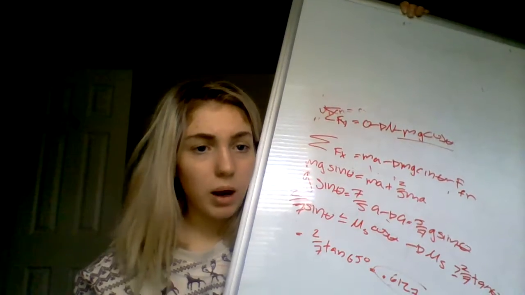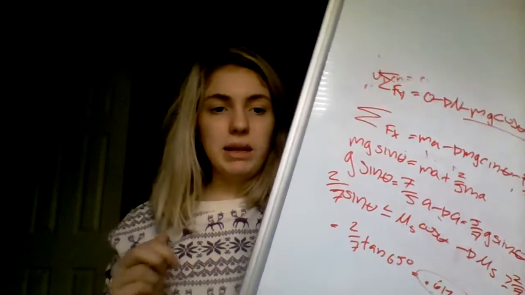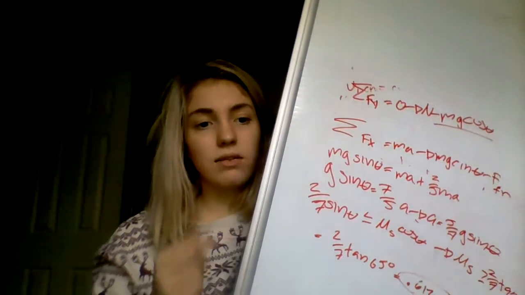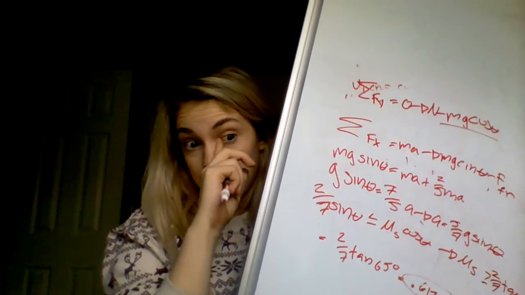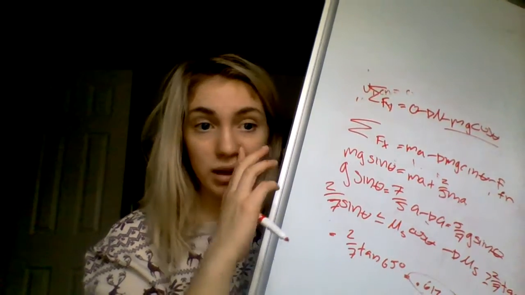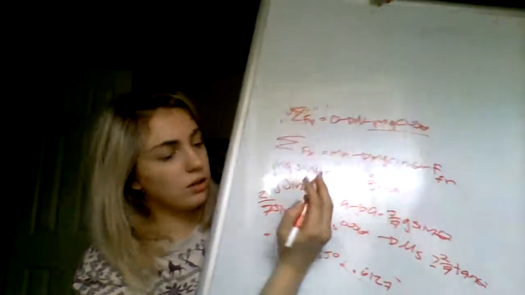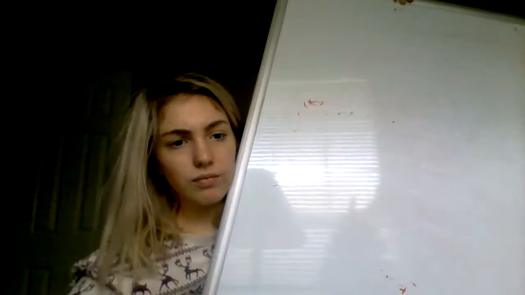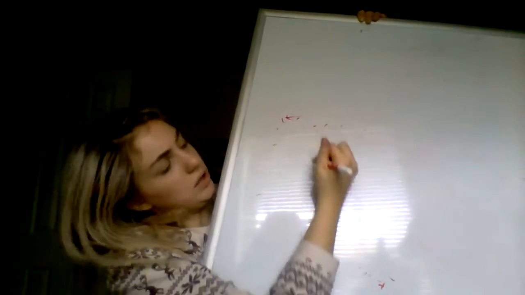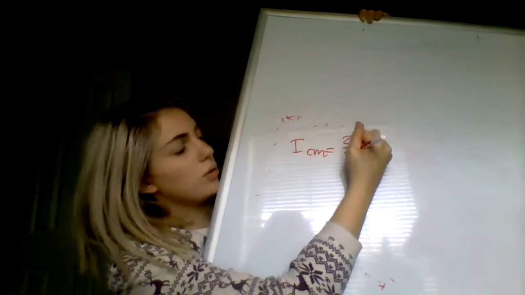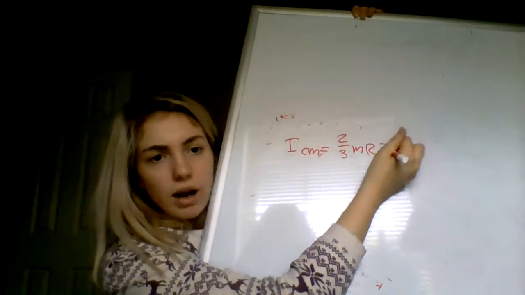So for part B, we repeat part A, but consider a hollow sphere rolling down the hill instead of a solid one, like a soccer ball. So we use the same as before, but for a hollow sphere, we're going to use that this is now 2/3 mr squared.